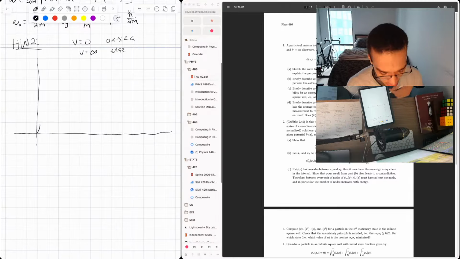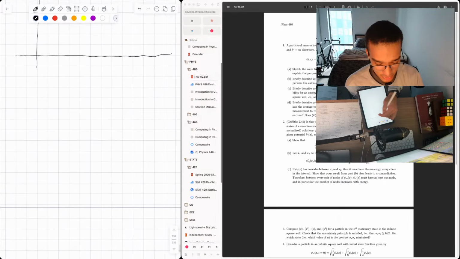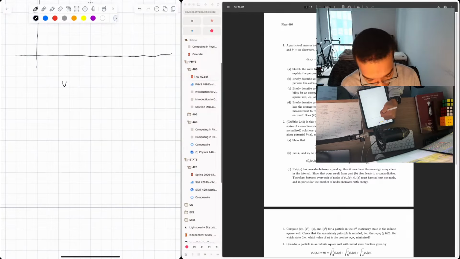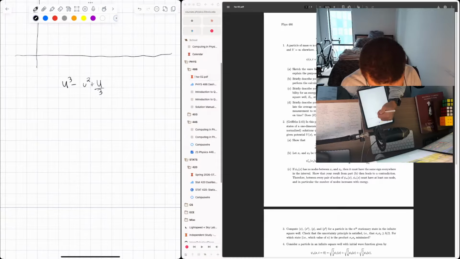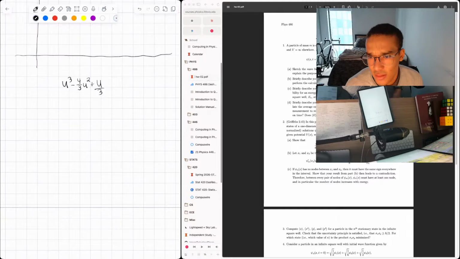Oh no, we're sketching the wave function, not the potential. Oh no, that's what I said was actually right. So let's think about this. Let's take a u substitution just to make this easier to see. So our dominant term is going to be u cubed minus u squared plus u. Essentially, we can throw on these constants, but they won't really make any difference. The dominating term is u.